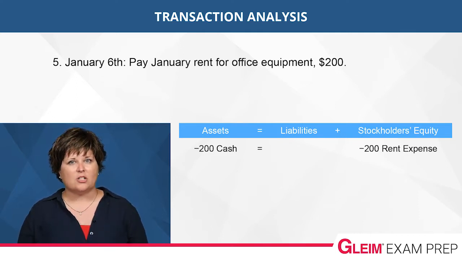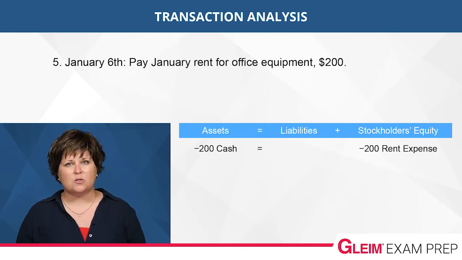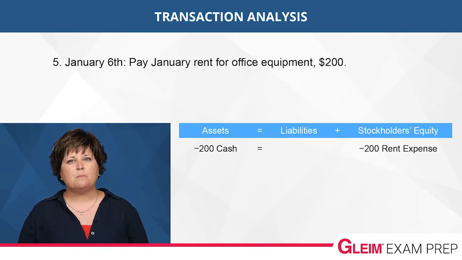Since we paid cash, the asset cash will decrease $200. The rent that we paid was for this month of January, and we say this is an expense of doing business this month of January. Expenses decrease retained earnings, which means expenses decrease stockholders' equity. In this balanced transaction, both sides of the accounting equation are decreased.